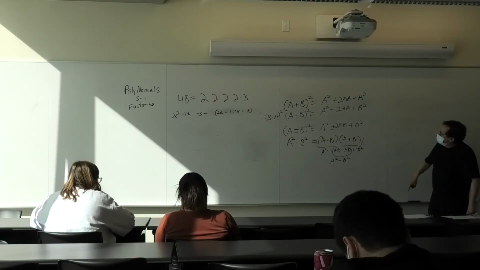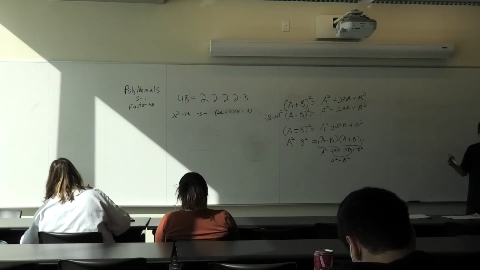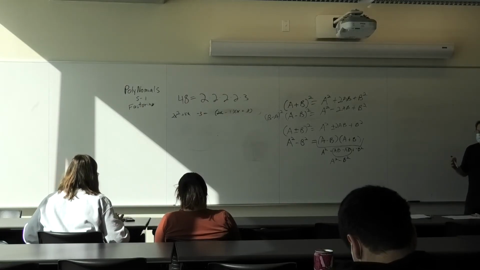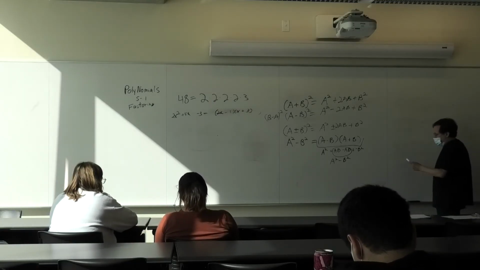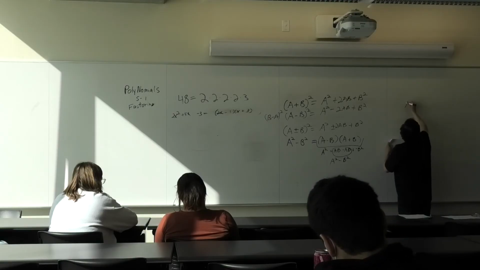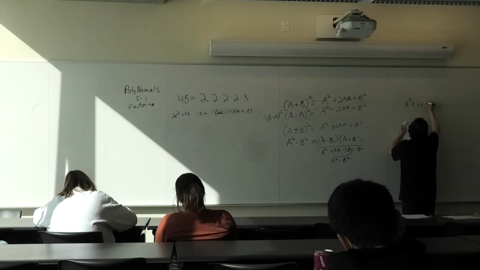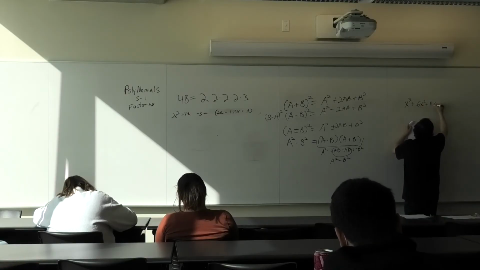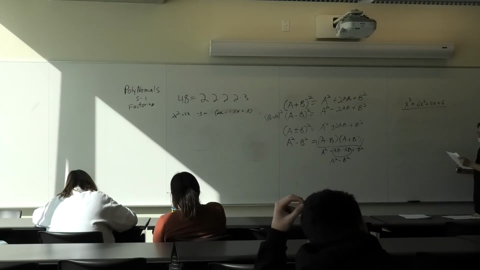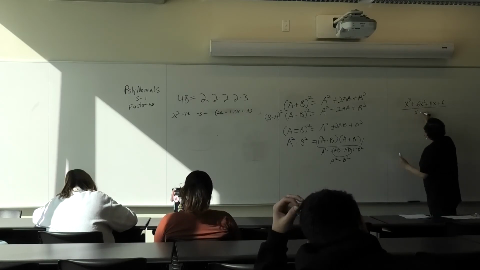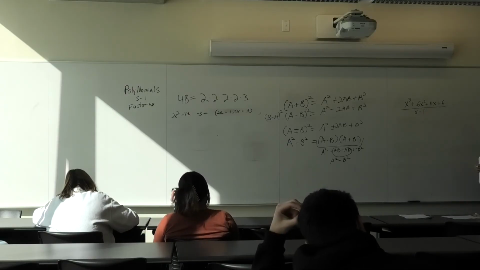You see here, using FOIL, we're multiplying polynomials. Sometimes we want to divide polynomials. So I might have this polynomial, and I might want to divide it by... well, that looks challenging.